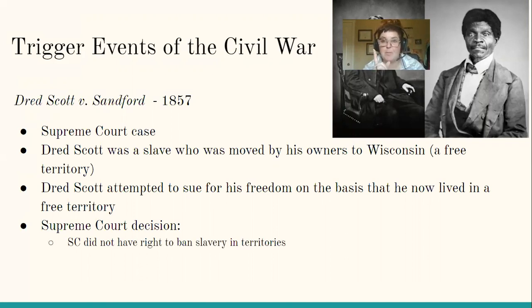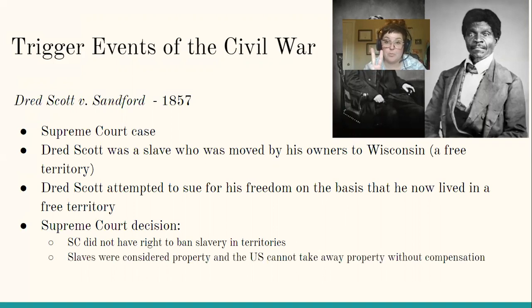So basically the Supreme Court was saying, we're going to stay out of this argument. We will leave it up to Congress or the vote. Two, slaves were considered property, and the US cannot take away property without compensation. So therefore they could not say that Dred Scott was a free man, because that would be depriving his owners of their property.